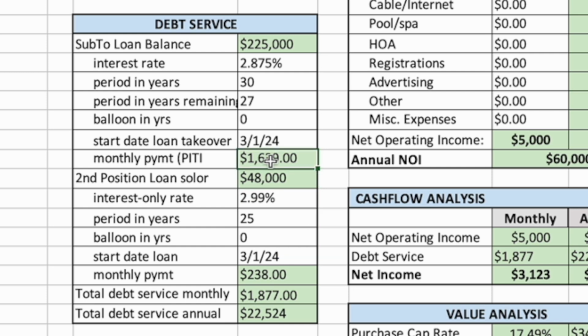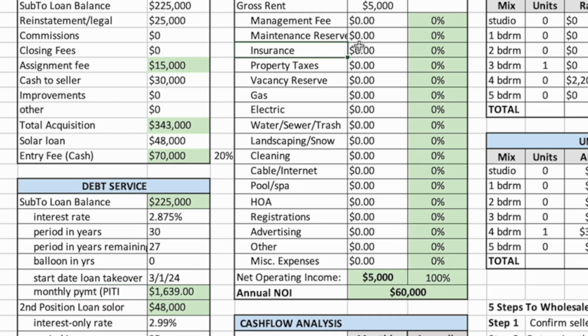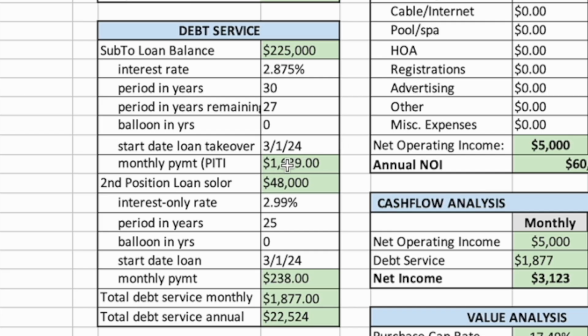The PITI on this property, so I included here principal and interest and taxes and insurance. Sometimes I'll just call this PI, the principal and interest, and then I'll put my insurance and taxes over here because that could be looked at as an operating expense. But for simplicity on this one, I'm just gonna put PITI, which is, again, principal, interest, taxes, insurance.